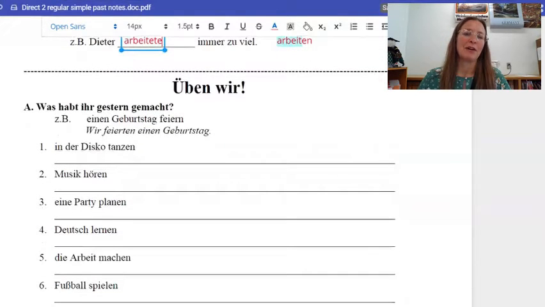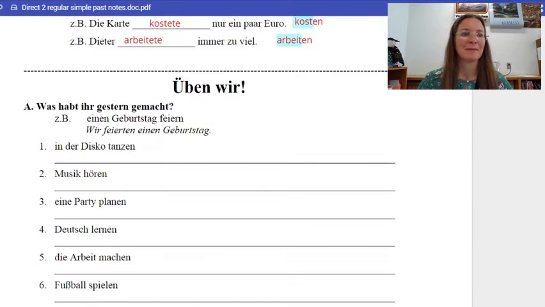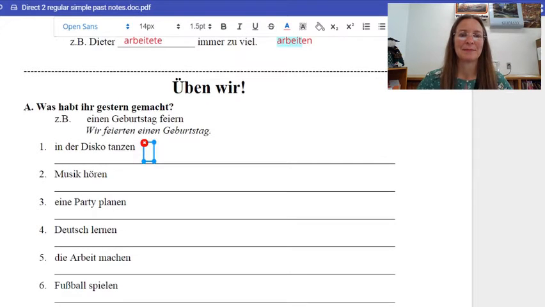So let's go on and practice our first exercise. Was habt ihr gestern gemacht? What did you guys do yesterday? All right, we're going to be putting everything in the simple past. All right, einen Geburtstag feiern means we celebrated a birthday. Just say that in German, wir feierten einen Geburtstag. All right, let's do Nummer 1. So again, we're going to keep it in the wir form.